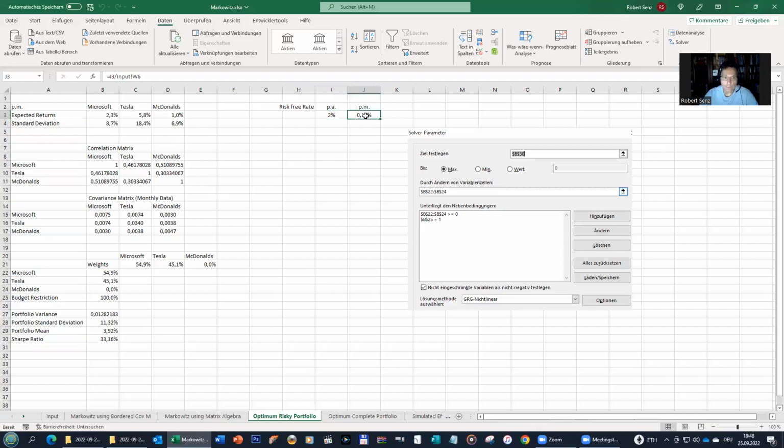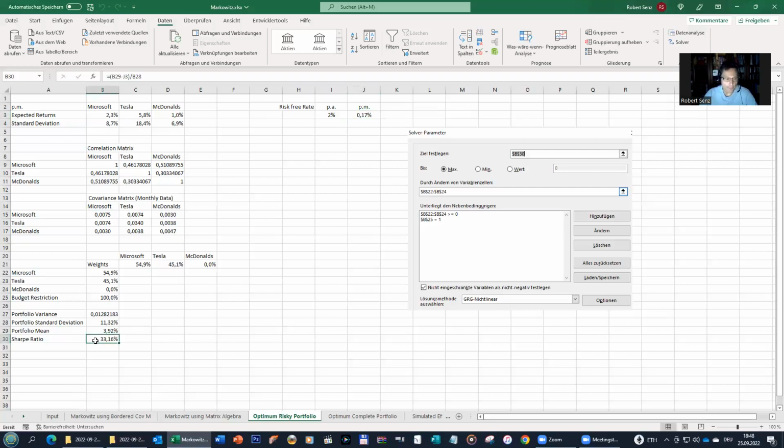Then I divide it by 12 because my horizon is on a monthly basis. So I have monthly returns. Therefore, I divide this by 12. You could also say my risk-free rate is a 1 month T-bill rate. That doesn't make a big difference. And the additional piece of information is that I put in the Sharpe ratio. So we want to maximize now the Sharpe ratio.